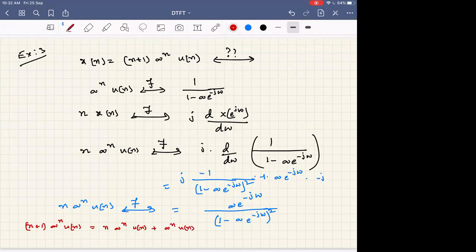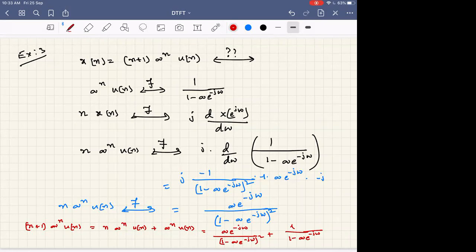Okay. So now to this, what should we add? Fourier transform of a power n u of n. Yeah. That is 1 by 1 minus a e raised to power minus j omega whole square plus 1 by 1 minus a e power minus j omega. Okay. That's all. So can one of you simplify and tell what this is?